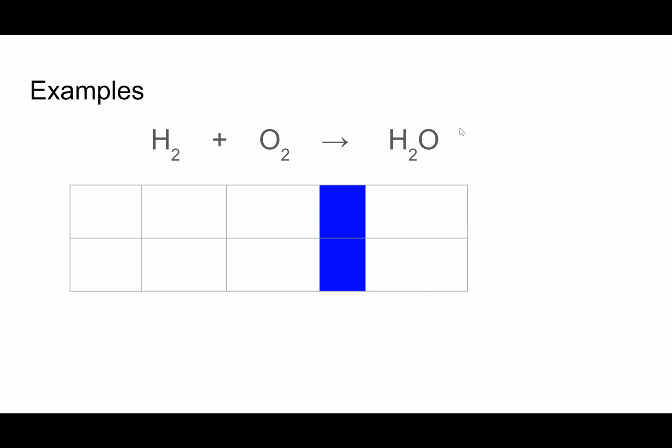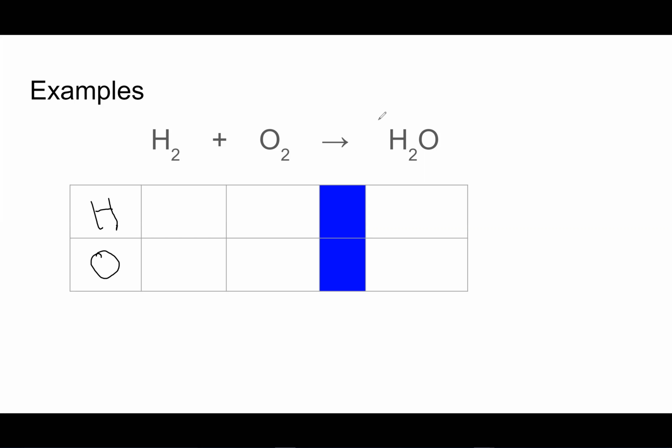Here is an example. All right, so it's hydrogen, H2, plus O2 yields water, H2O. And so the first step is to write the elements that are involved in this chemical equation over on the left side underneath the equation. So we have hydrogen here, and we have oxygen here.